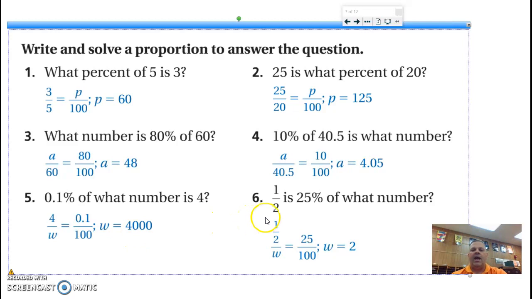In our last example, half is, that's the top, 25% of what number? So if this is the part, I am trying to find the whole because I have of what number. The percent is 25 out of 100. I take 1/2 of 100, which is 50, and divide by 25. W equals 2. Hopefully you were able to solve those 6 problems.